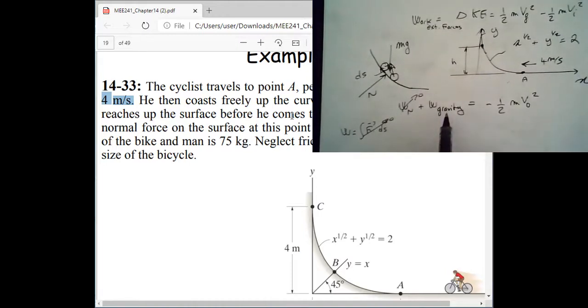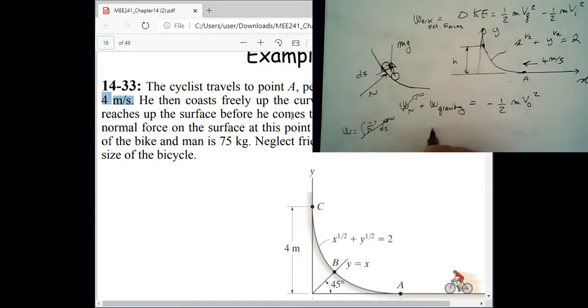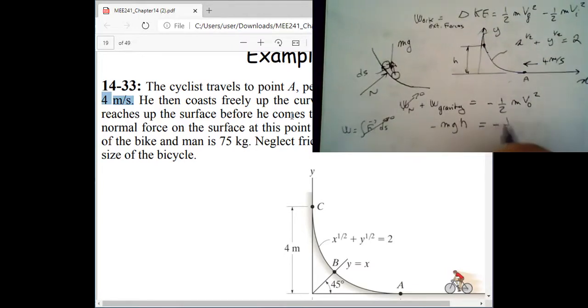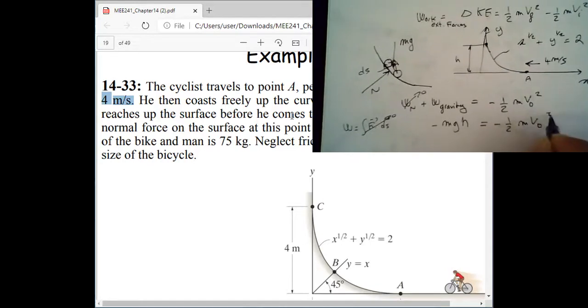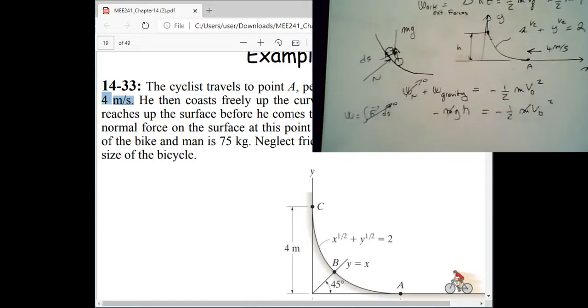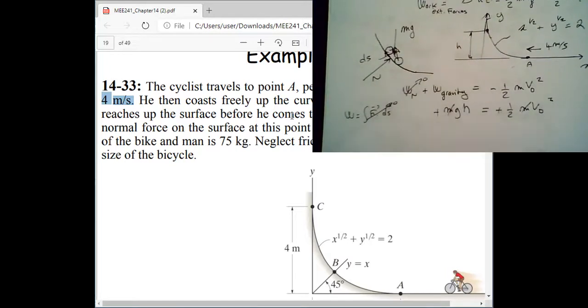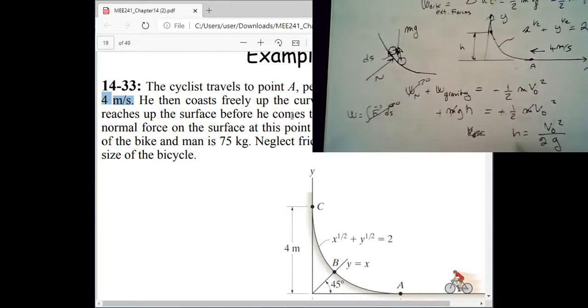Now, what is the work of gravity? We said the work of gravity is really independent of the motion. Ultimately, it simply depends on the elevation. So if you started here and went up by a distance h, how much work have you done? It's simply minus mg times h, which is equal to minus 1/2 m v0 squared. The m and the m cancel out, so we can multiply by minus to make the whole thing positive. So h is going to be equal to v0 squared over 2g.